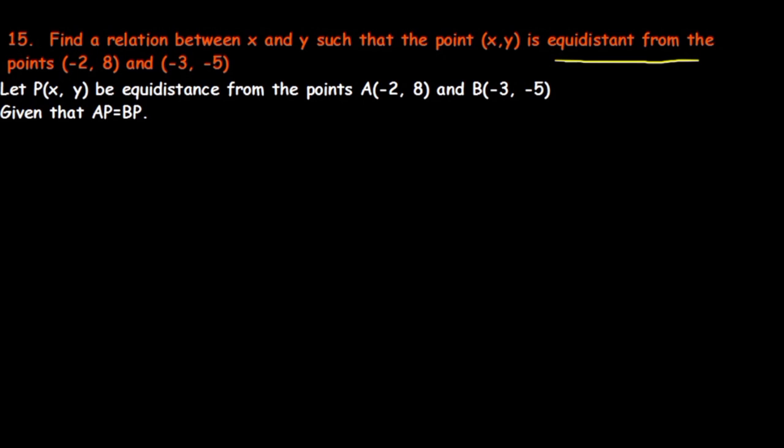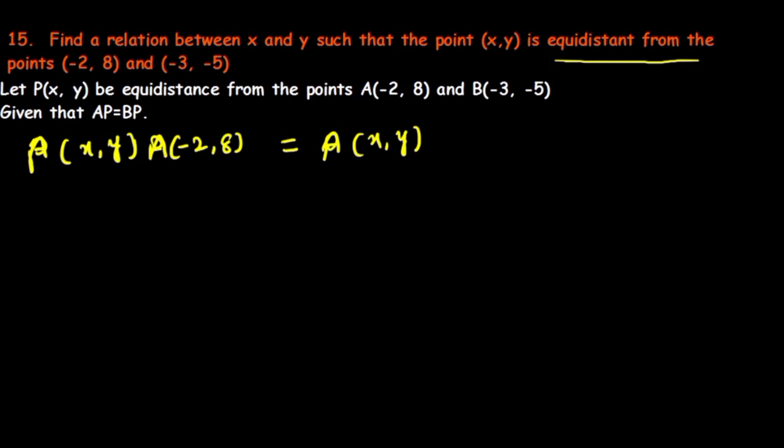Now what is AP? So here P is the point (x, y) and A is (-2, 8). Sorry, this is actually P and this is A. Okay, so again here P is (x, y) and B is (-3, -5).